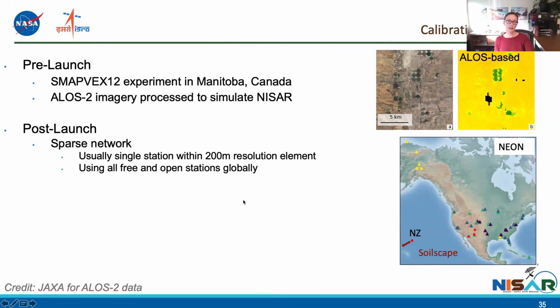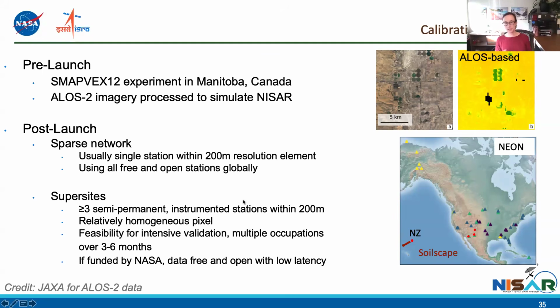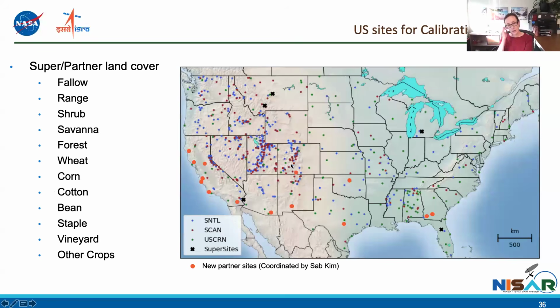And then the super sites, again, they have to have 3 or more permanent instrumented stations within a grid cell. Ideally, the partners are going out and occupying those sites during NISAR overpasses. And if NASA funded the data, the data will have to be open freely to the community at relatively low latency. Just one more plot here. This is again showing some of the sparse sites. All of these green, blue, red dots are places where there's soil moisture data being acquired. Some of this is in mountains where it's all rock. We don't really need to look at those sites, but all of this data we will try to bring in.